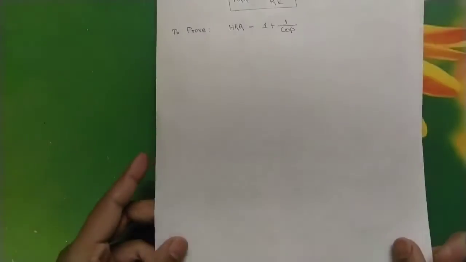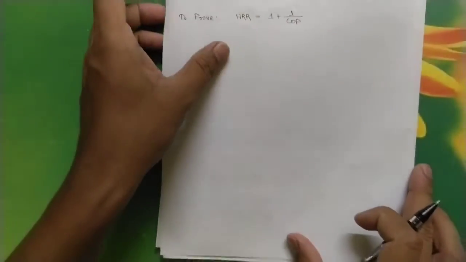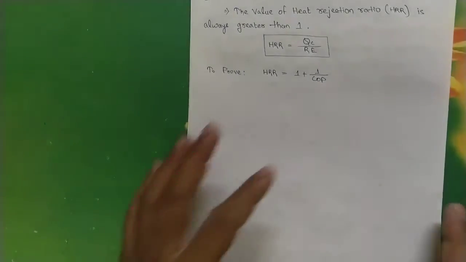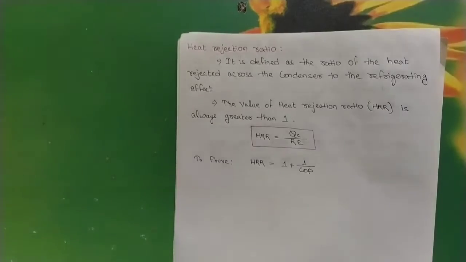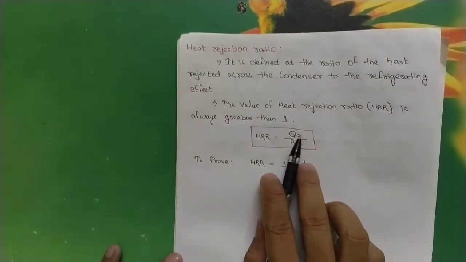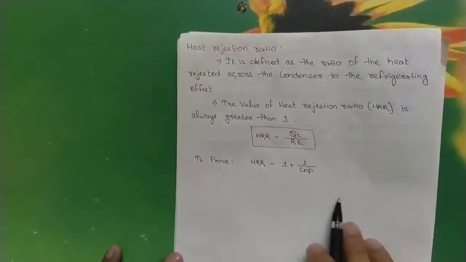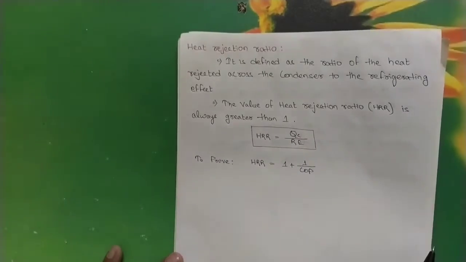Next, I will give a definition of heat rejection ratio. Heat rejection ratio is defined as the ratio of heat rejected across the condenser to the refrigerating effect. The value of heat rejection ratio is always greater than 1. If the value of heat rejection ratio is equal to 1, then it will violate our Clausius statement. So heat rejection ratio is equal to Qc by RE, where Qc is the heat rejected across the condenser, divided by refrigeration effect.